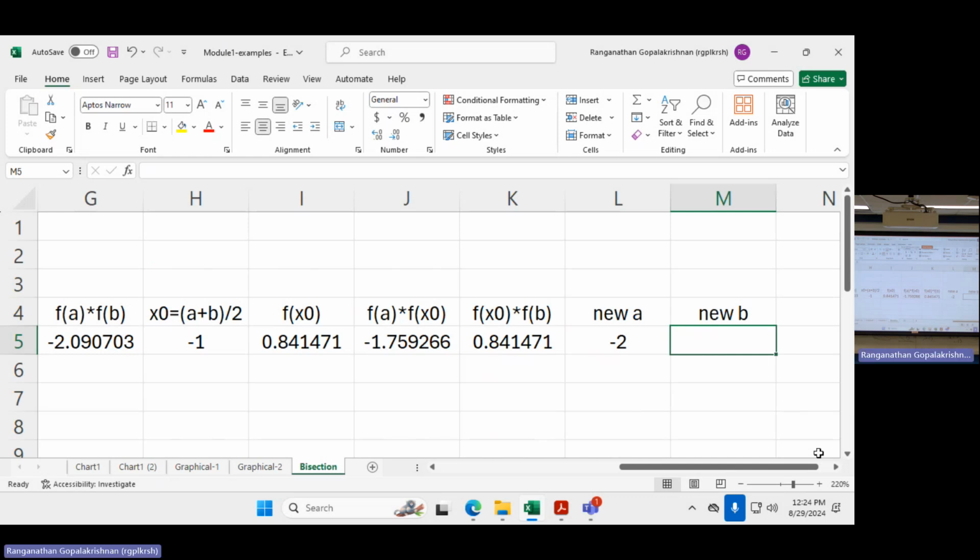Are you able to do new B yourself? Yes, no? It's what? Sorry. It's similar. Similar to new A, but how do you implement it?